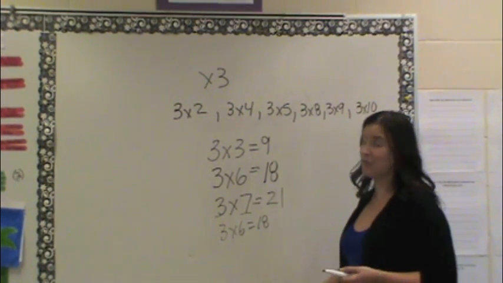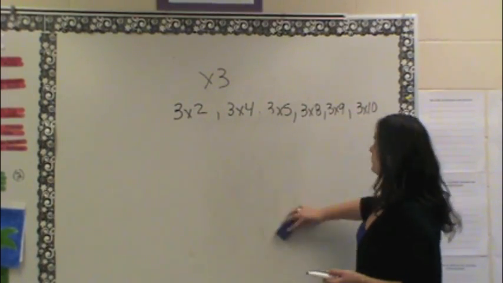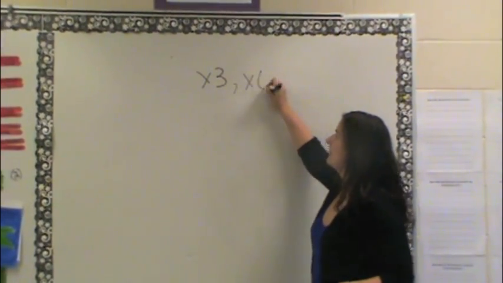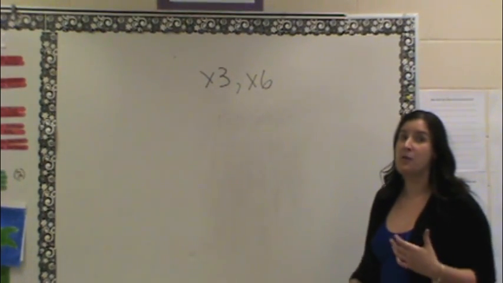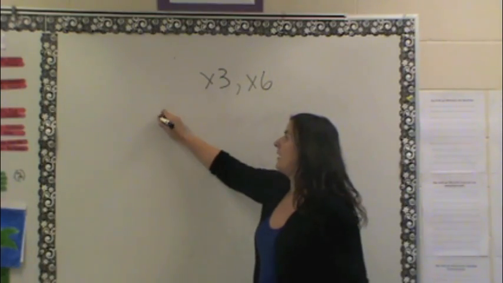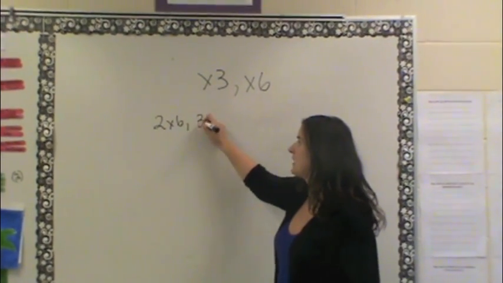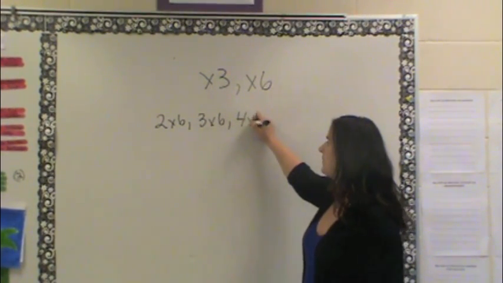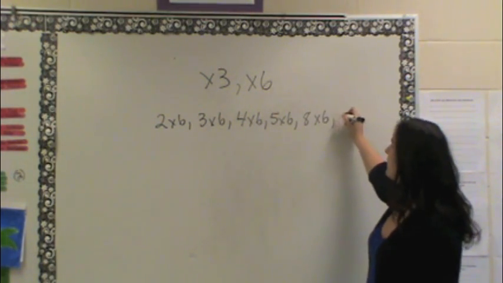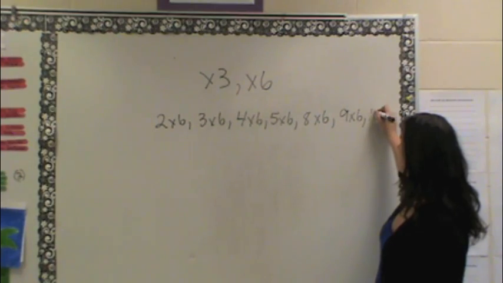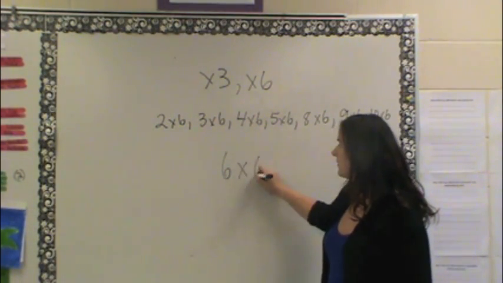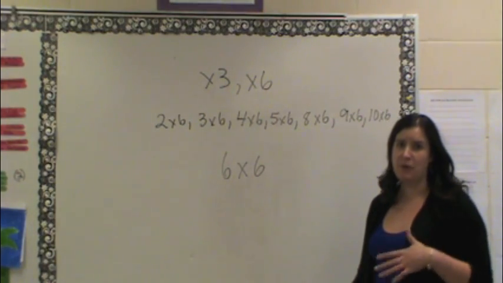Once students have worked through the 3 times table, you would want to move to the 6 times table. And again, like you probably know, we've now done much of the 6 times table. We've done 2 times 6, 3 times 6, 4 times 6, 5 times 6, 8 times 6, 9 times 6, and 10 times 6. So the only 2 remaining are 6 times 6, which we'll talk about first.